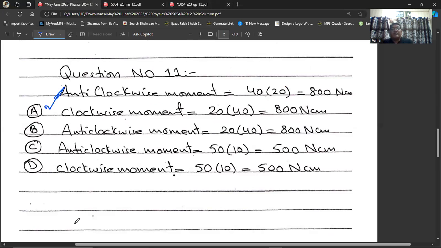Clockwise moment, that will be 15 times 10, that is 500 Newton centimeter. So it is not able to balance this. Okay. So only A is the right option, because that 40 Newton force on the left side at 20 centimeters distance from the pivot produces an anti-clockwise moment of 800 Newton centimeter. To balance it, A is the right option, clockwise moment of 800 Newton centimeter. A little tricky question. Its option is A.